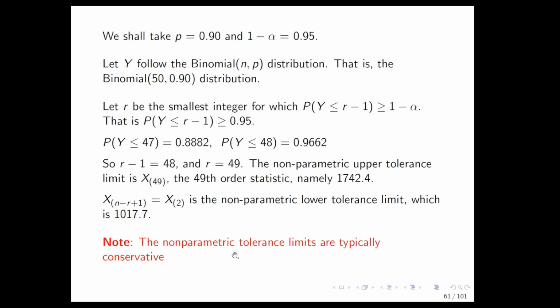The non-parametric tolerance limits are typically conservative because of the discreteness. Remember, I'm not getting 0.95 exactly, right? You cannot get 0.95 exactly under the binomial. So the coverage, or the actual confidence level, will be more than the 0.95. So that is what is meant by being conservative. Okay.